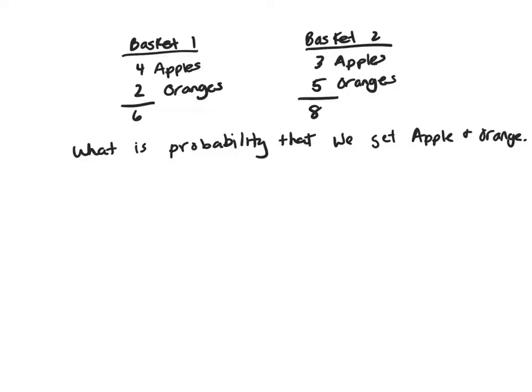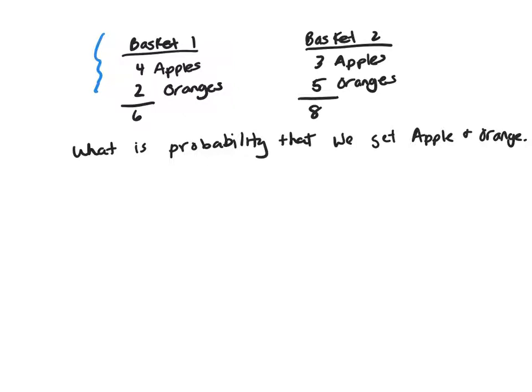All right, I've summarized what's in basket 1 and basket 2. And we're trying to figure out what's the probability that we get an apple and an orange. There's only 2 ways this can happen. All right, how am I going to write this down? Remember, too, that OR means addition and AND means multiplication. So we have to be careful about how we write this problem, okay?